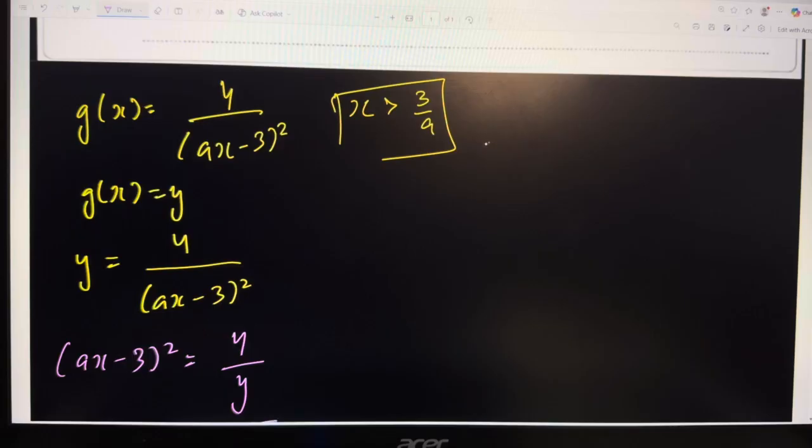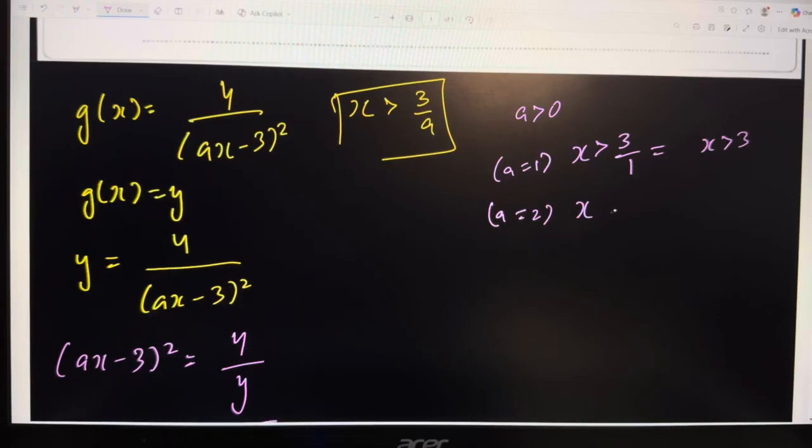Now here it said that a is greater than 0 and x is greater than 3 upon a. So a is greater than 0, right? So it can be 1, 2, 3, 4, 5 and continuous. So the least value x can be is 3 upon 1, which is x is greater than 3. And if a is equal to 2, x is greater than 3 upon 2, which means that x is greater than 1.5, right? It can never be negative.